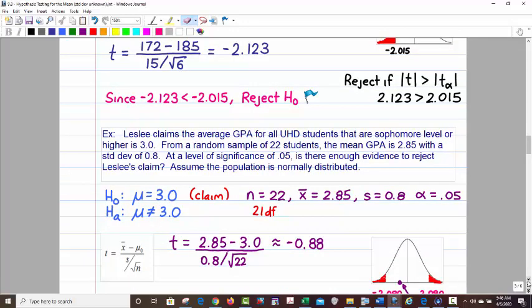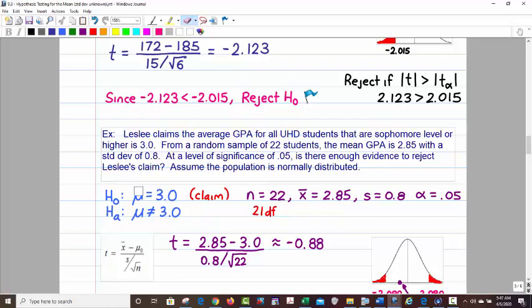Next example. Leslie claims the average GPA for all UHD students that are sophomore level or higher is 3.0. From a random sample of 22 students, the mean GPA is 2.85 with a standard deviation of 0.8. At a significance level of 0.05, is there enough evidence to reject Leslie's claim? Assume the population is normally distributed. All right, the claim is the mean for sophomore level or higher is 3.0. That means equal, so it's going to give us a two-tailed test with equal and not equal.